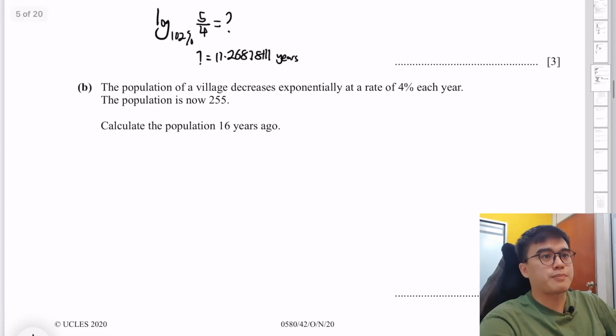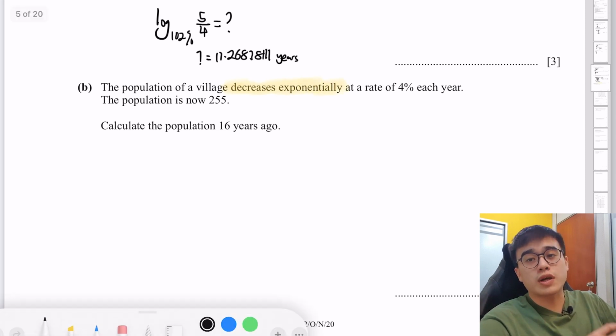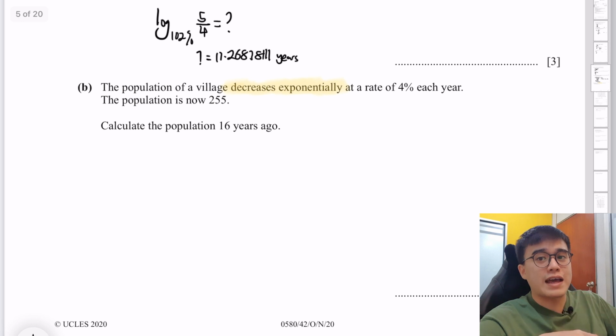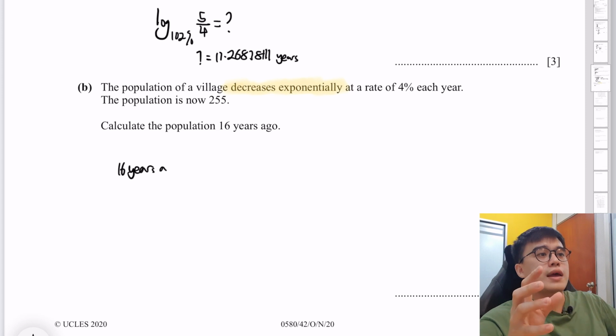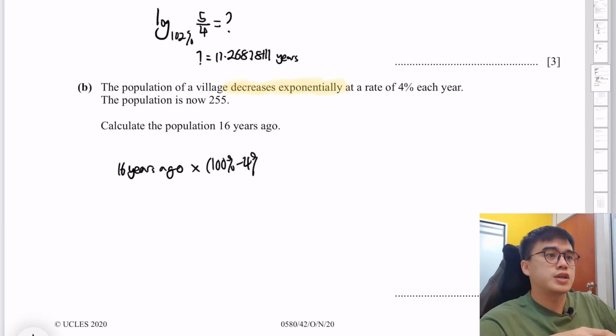Moving on, we have part B here, where the population of the villages decreased exponentially. So the keyword here is decrease exponentially. So you saw me highlighting it in yellow. Exponential also represents that we will be using the compound formula.